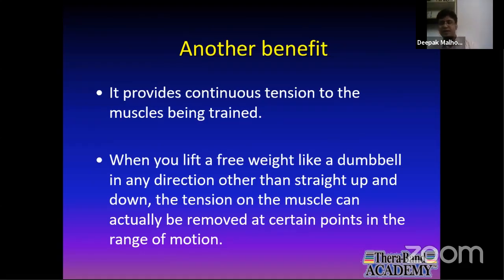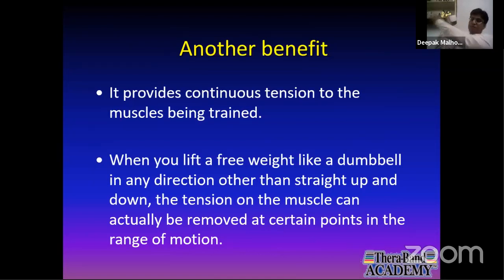Now, when you lift a free weight like a dumbbell in any direction other than straight up and down, the tension on the muscle can actually be removed at certain points in the range of motion. One more thing also, if you're using a dumbbell and you're doing this movement, from here to here there would be assistance if you're using a free weight, but with bands this would also be against resistance because the band would be coming from here.